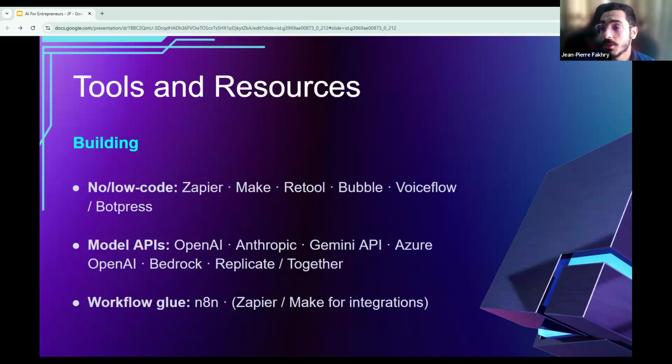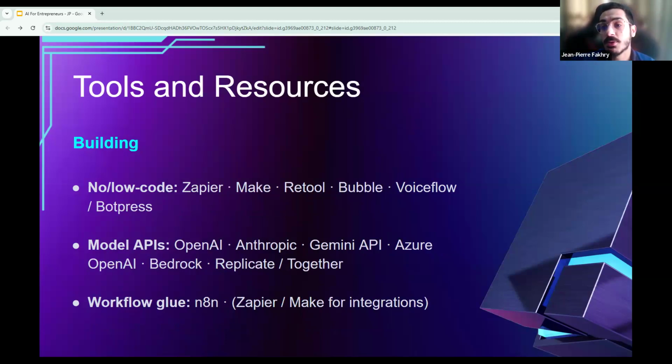Now, for the building. So let's say you want to go ahead and build your own tools. Also, feel free to take pictures. For the no-code and low-code tools, we have multiple options. We have Zapier, Make, Retool, Bubble, VoiceFlow, etc. I'm gonna talk a bit about Zapier because they are all the same.